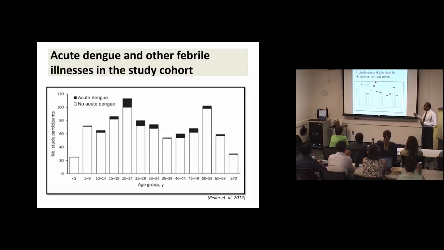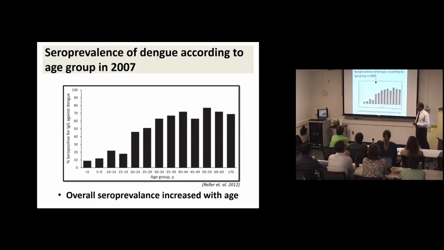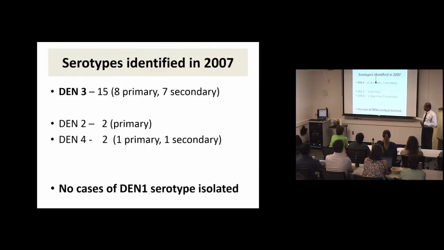This is the distribution of dengue cases across the age groups. You can see it's mainly affecting young adults and adults. This slide shows the seroprevalence. You can see it gradually increases with age. In childhood, the prevalence is low, between 10 to 20%. During serotyping, we identified that most of the viruses belong to dengue virus type 3, and the rest belong to types 2 and 4. But no dengue virus type 1 was isolated at that time.